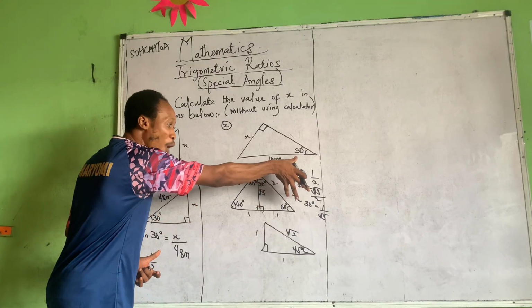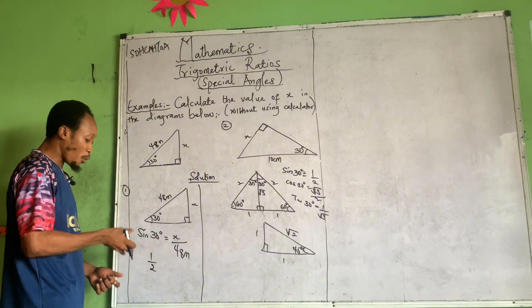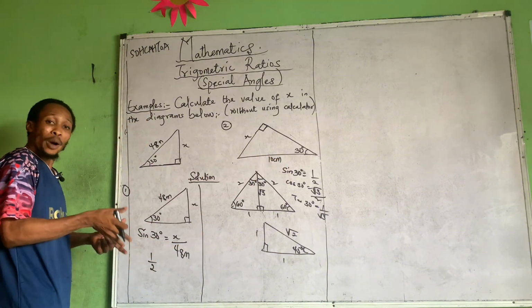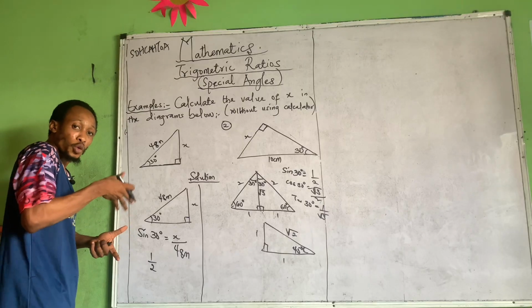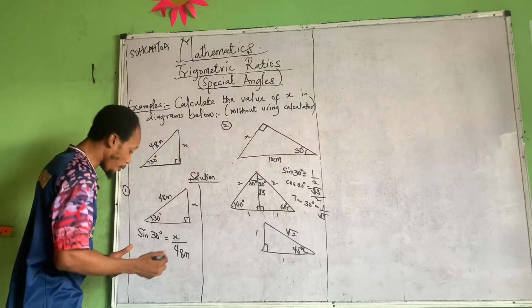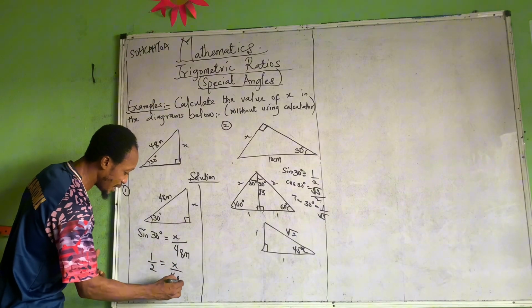So I've shown how we can get it without using a calculator. If you press the calculator, it will be 0.5, and once you use the calculator it will give you a decimal. But we want to leave our answer in surd form. So if we are not using a calculator, our answer will not be in decimal; rather, it will be in surd form. That shows that you have not used a calculator. So it equals x over 48 meter.